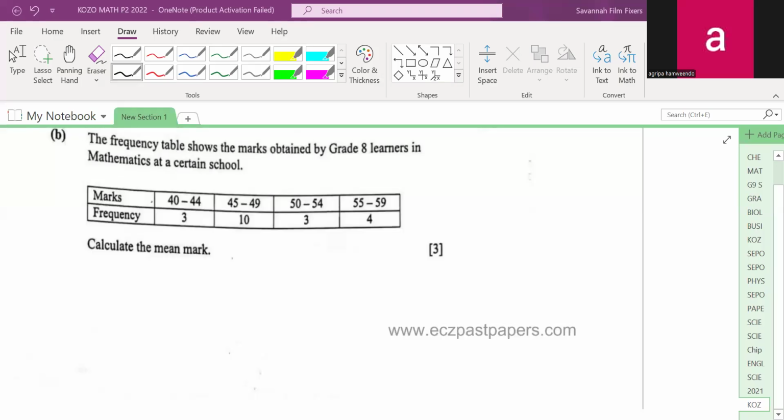Okay, so question B is saying the frequency table shows the marks obtained by grade 8 learners. Calculate the mean. So the mean is the average, right? Yes. And here you can see that it's grouped data. So how would I find the mean?